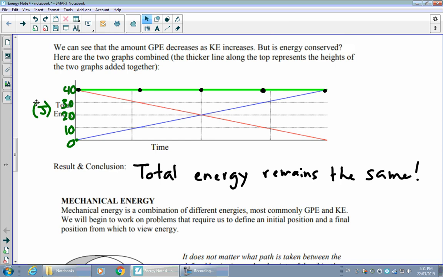And that is exactly what the conservation of energy law is telling us, that whatever total energy we started with needs to be the exact same amount of total energy that we have at every other point throughout. No energy will magically appear from nowhere or disappear into nowhere.